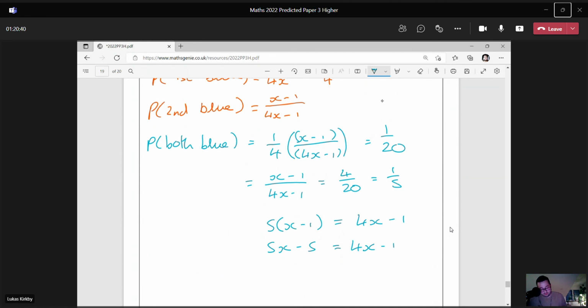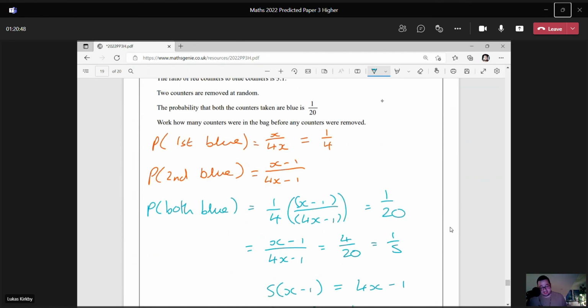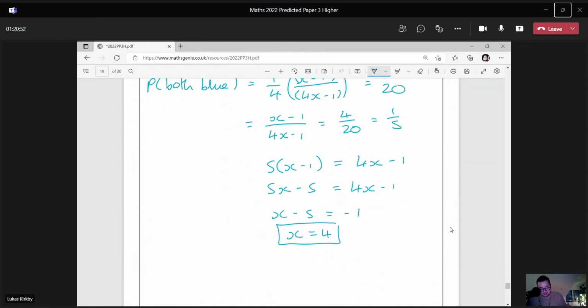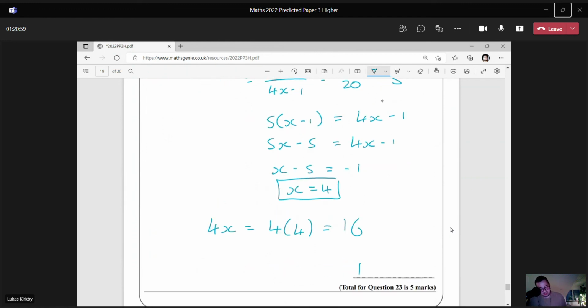Take away the 4x from both sides. We get x minus 5 is minus 1. Add the 5. We're going to get that x is 4. Now remember, the question's asking how many counters are in the bag. Now we know that it's 4x. So 4x is going to be 4 times 4, which is 16. So we think that there are 16 counters. Okay, so that's the end of the paper.